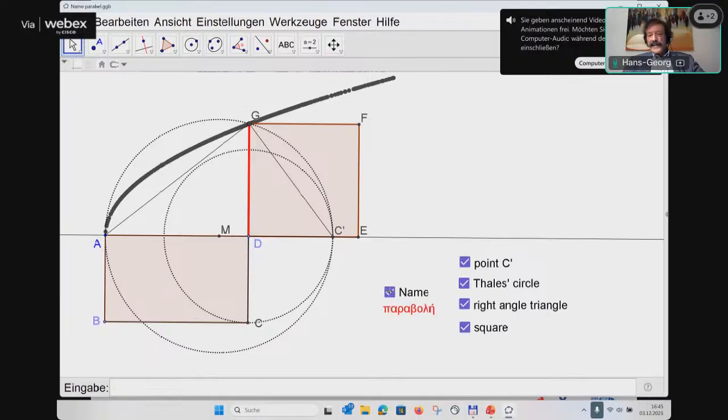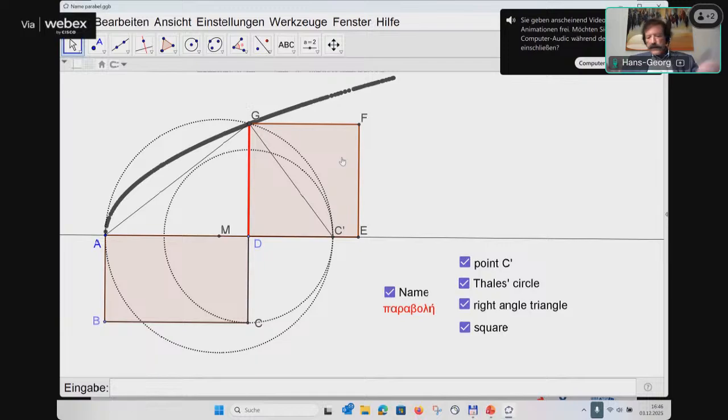And this is the name. Parabola means it's the same, becoming the same. Maybe the Greeks used this name because it's the same concerning the area of this rectangle and this square, and they got this line and called it parabola.